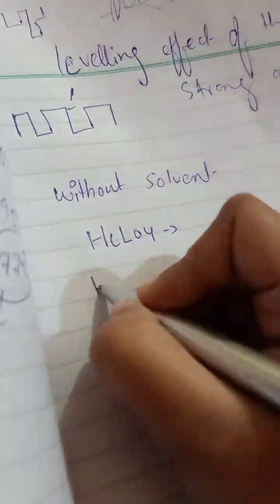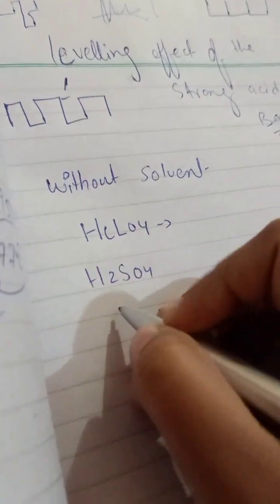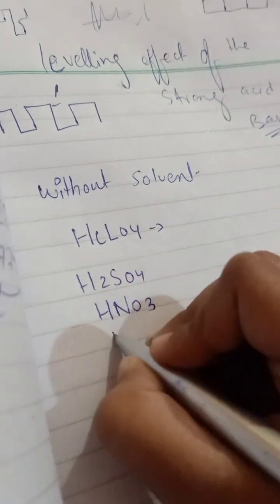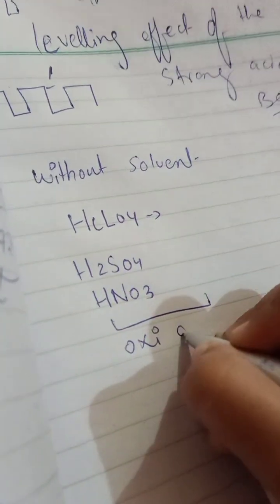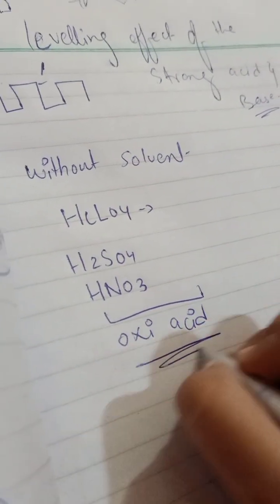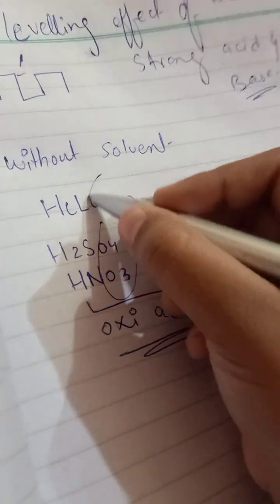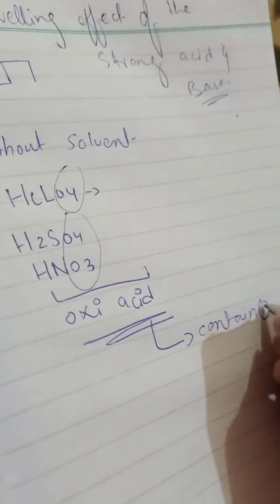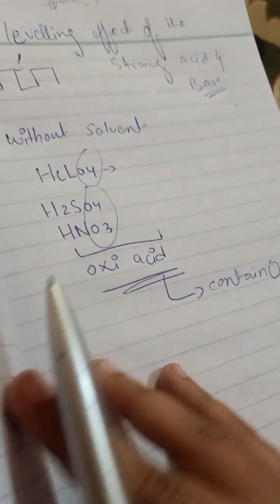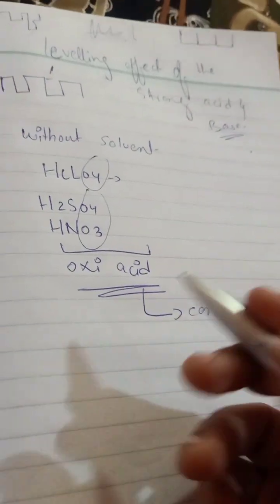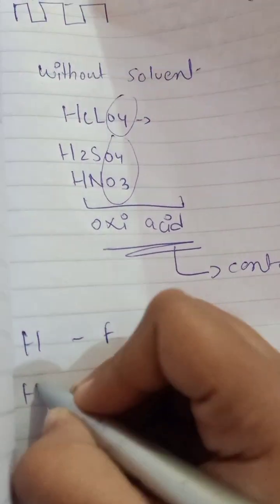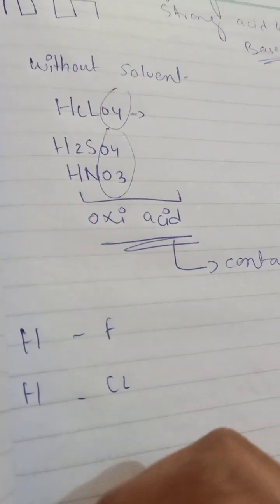perchloric acid, sulfuric acid and nitric acid, you can take. These are oxy acids. What does it mean by oxy acid? It means they contain oxygen. That's why we are calling these strong oxy acids, we can say. Okay, for example, we have these acids.